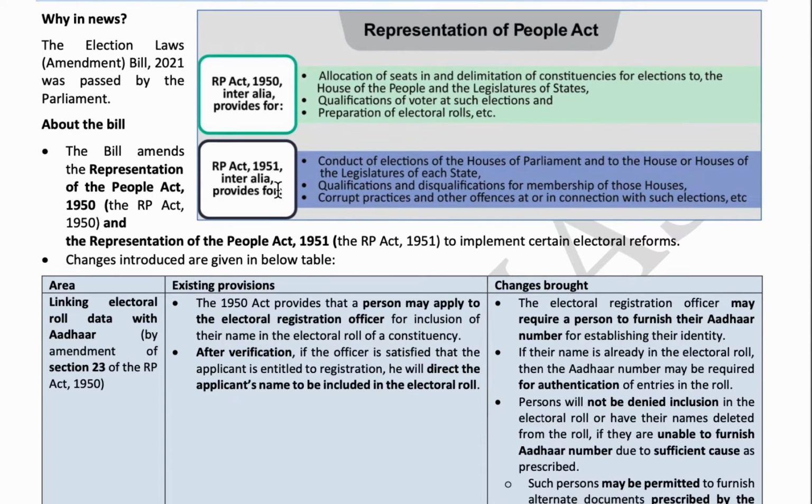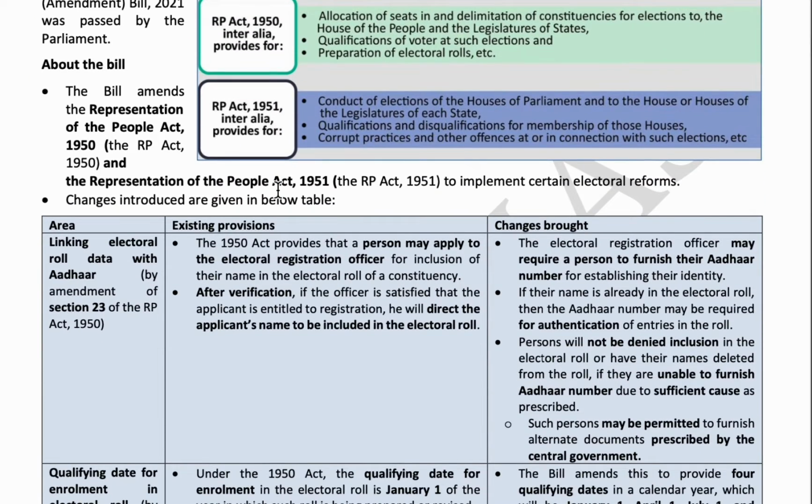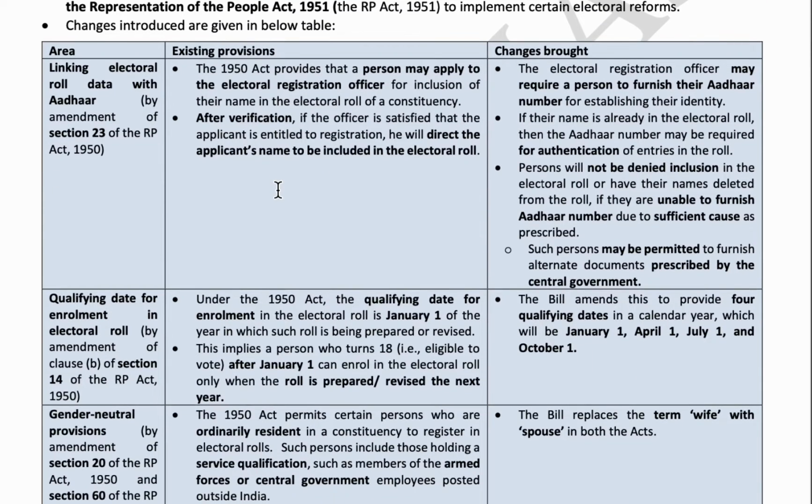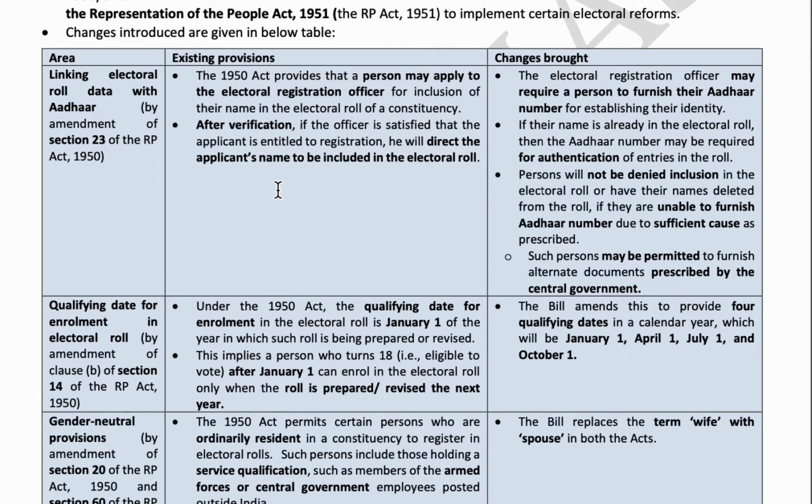The changes which are made in the new bill by amending the 1951 Act and 1950 Act are: first, linking electoral roll data with Aadhar card, by changing Section 23 of RPA 1950.